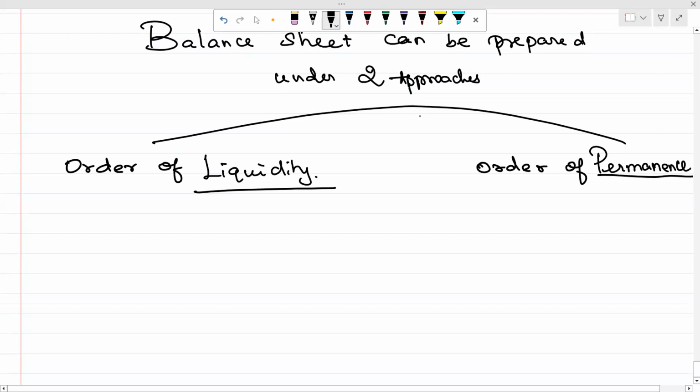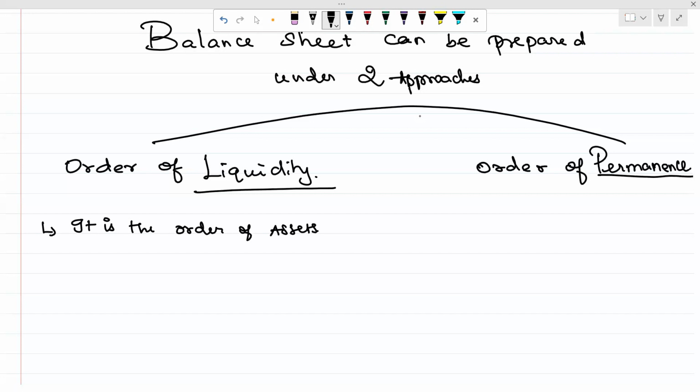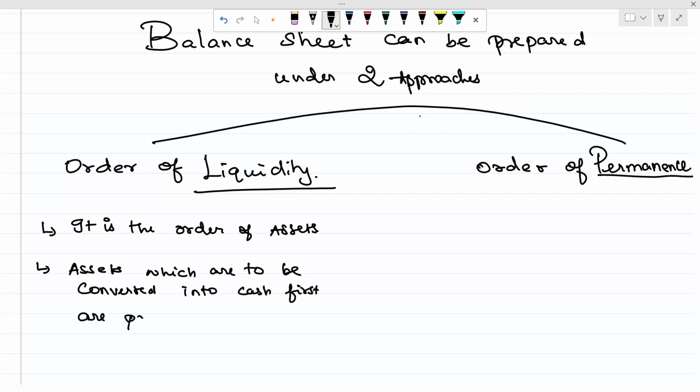There is a good possibility that it may be asked in your examination: what is order of liquidity? Order of liquidity is nothing but the order of assets. Assets which are to be converted into cash first, or presented first.